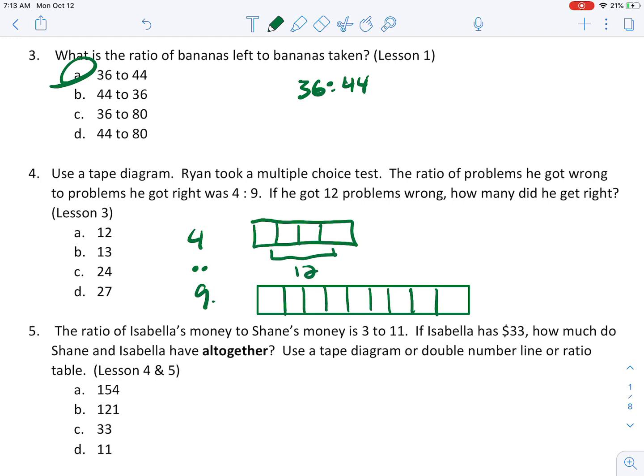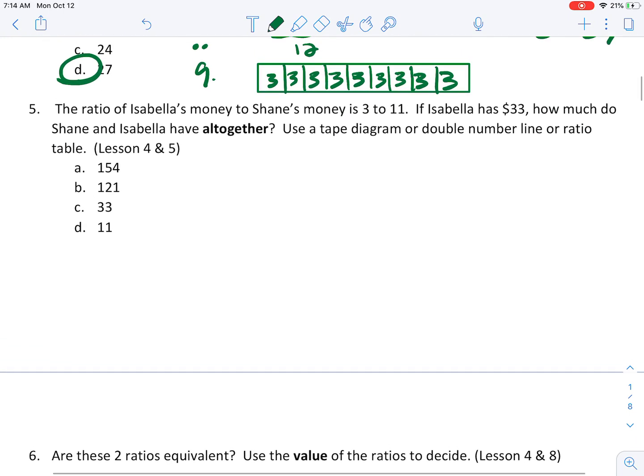So if there's 4 units and these 4 units together is 12, then we have to put 3 in each unit. If we do that to the top, we have to do it to both parts of the tape diagram. Now we can figure out how many he got right. Okay, 9 times 3 equals 27. Letter D.